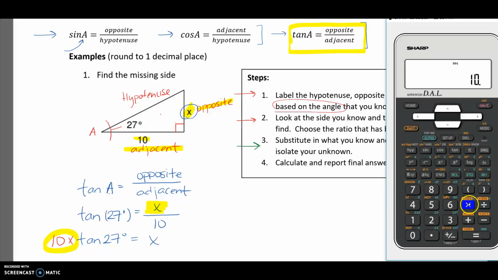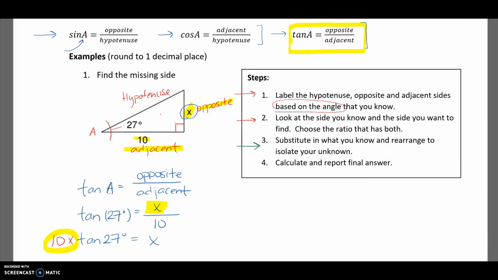Once you've made sure you're in degree mode, we can punch this into our calculator. 10 times, find your tan button and press that, and then just put the angle, 27. Press equals, we get 5.095, or to one decimal place, we know that side x is 5.1. We're not given any specific units here, so I don't have any units in my final answer.